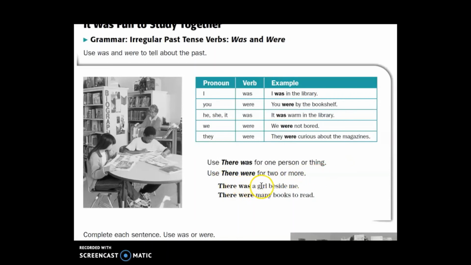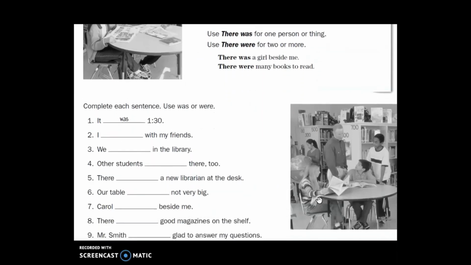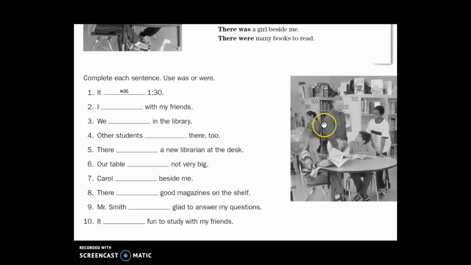There was a girl beside me. See, he's saying there's a girl next to me. There were many books to read. Well, yeah, there's tons and tons of them. Lots to read, right? Okay, complete each sentence. This is a man. He's a librarian. He's the library teacher. Okay, complete each sentence. Use was or were. It was 1:30.